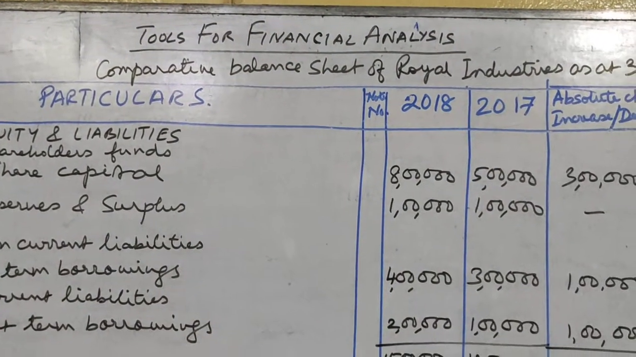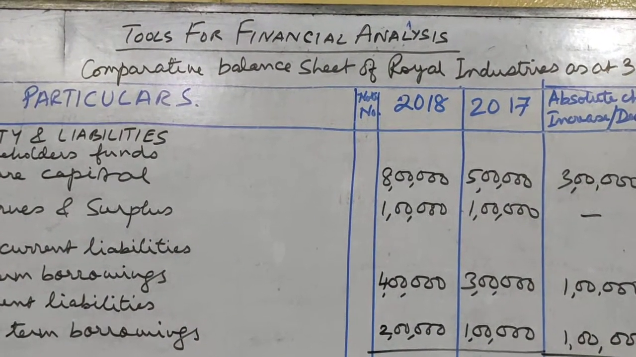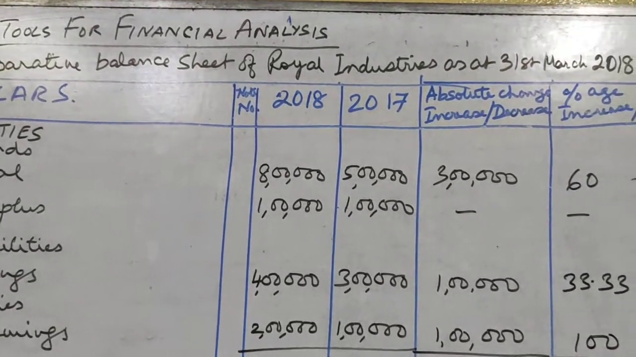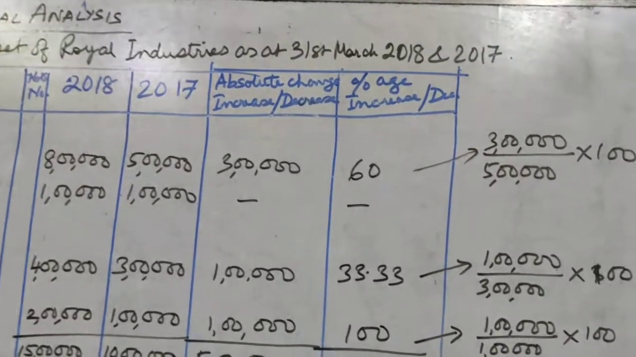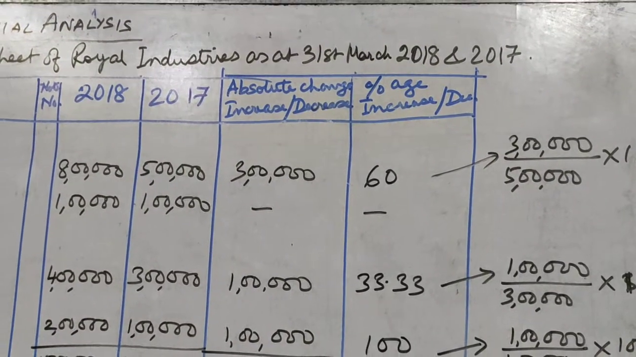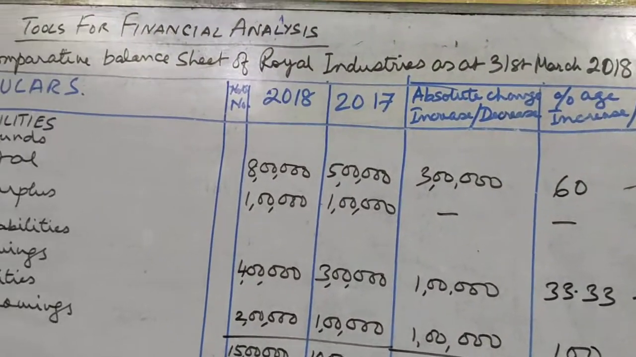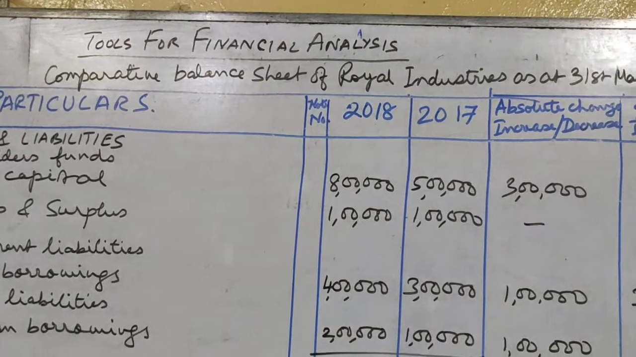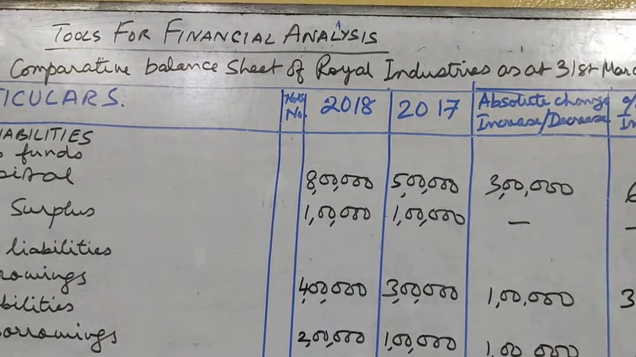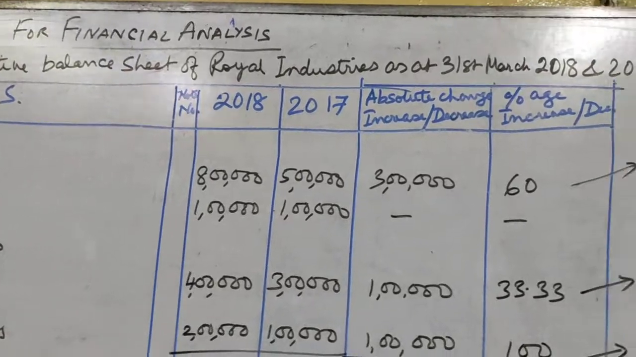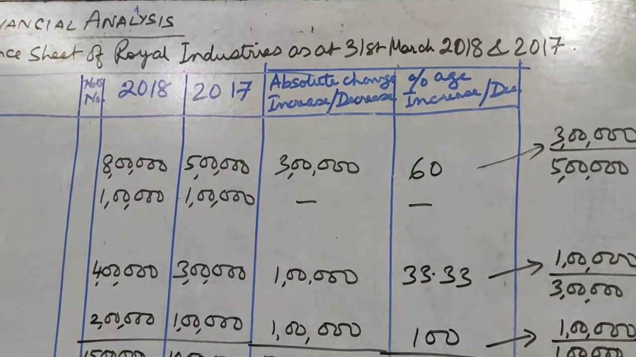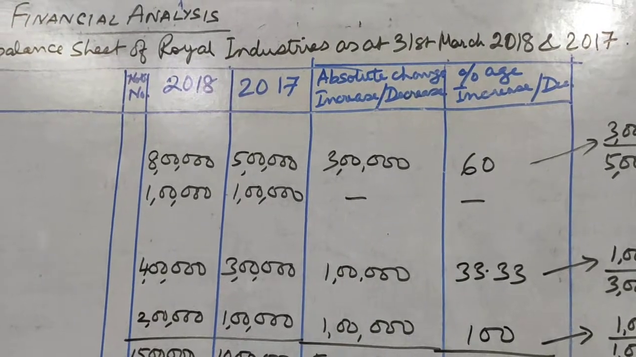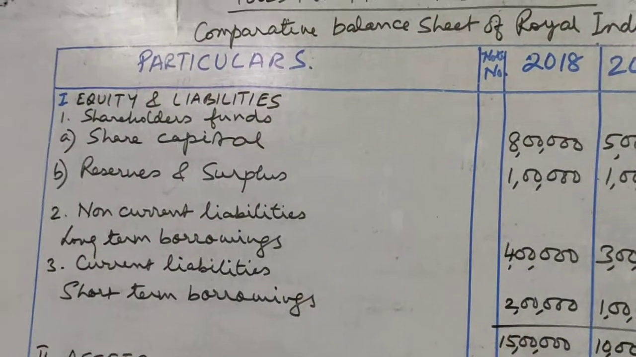Now here I have taken question number 1, comparative balance sheet of Royal Industries as at 31st March 2018 and 2017. So this is the heading. So you must write the proper heading, comparative balance sheet of Royal Industries as at 31st March 2018 and 2017. This is very, very important. Heading should be correct. Otherwise you lose marks.